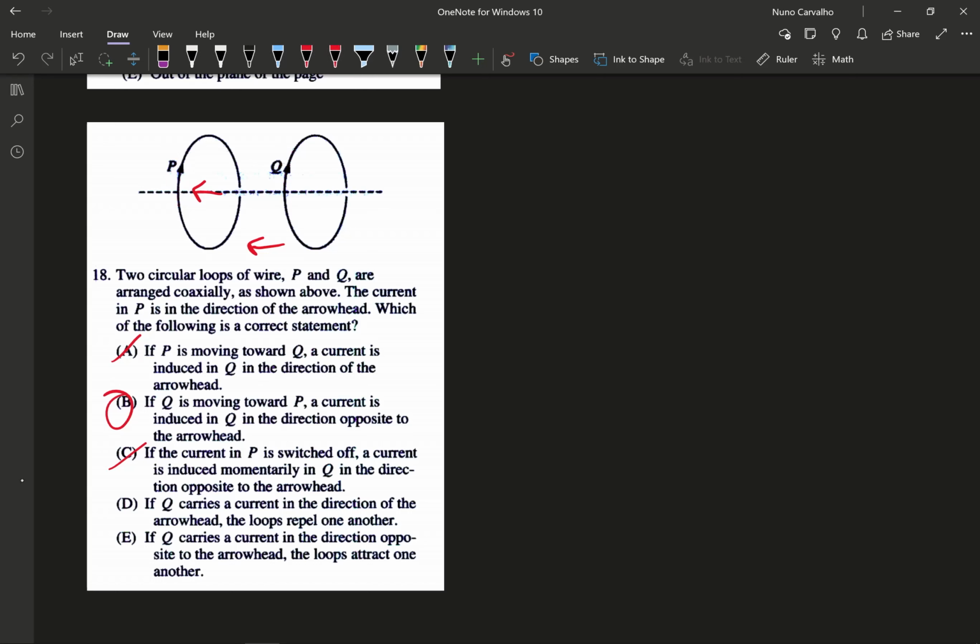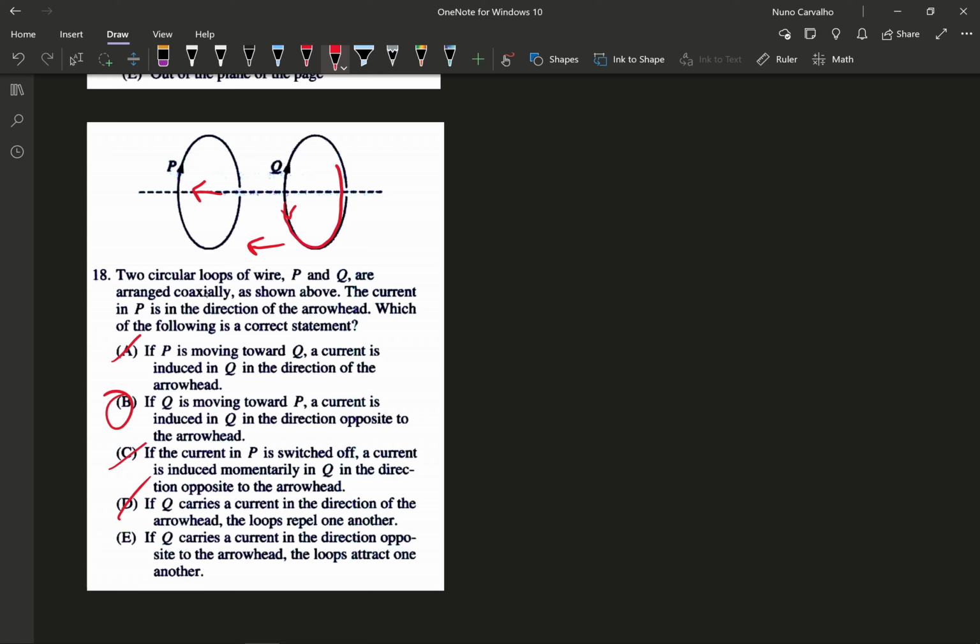And if you remember from your unit on magnetic fields, you'll see that actually the force will be attractive for both loops right there. So it's not D either. And then E, if Q carries a current in the direction opposite to the arrowhead, the loops attract one another. Well, no, actually this is sort of the opposite of the previous one as well. But opposite in two different ways, so it actually cancels out and is still incorrect.